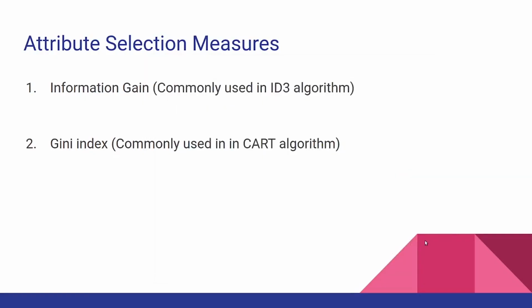Welcome back to the Intro to Machine Learning series by ISTE. We'll be continuing our discussion on decision trees. Now we'll be looking at attribute selection measures. The first one we'll be seeing is the information gain. It's commonly used in the ID3 algorithm. And the second one we'll be seeing is the Gini Index, commonly used in the CART algorithm, classification and regression trees.